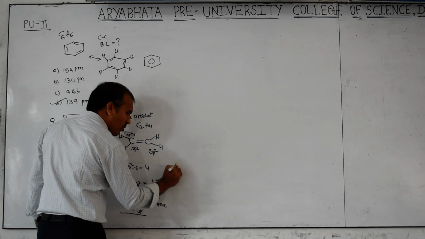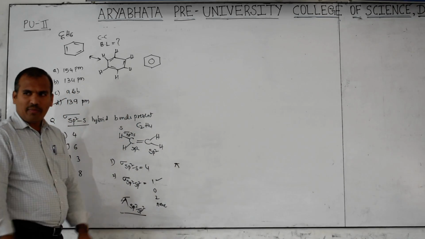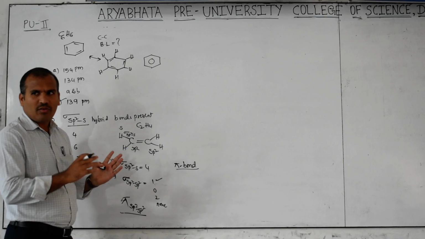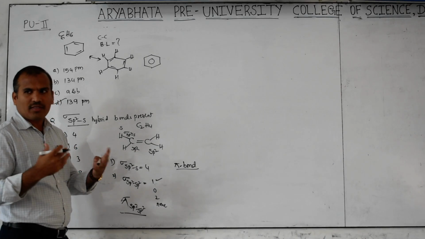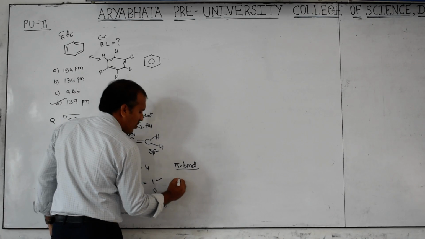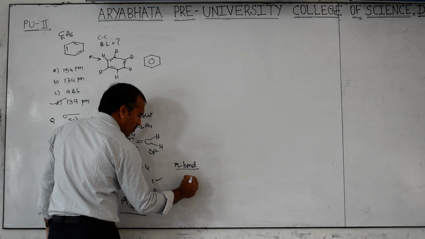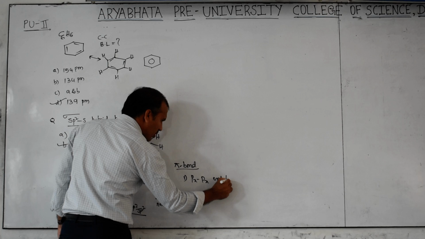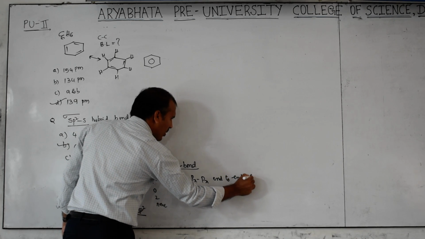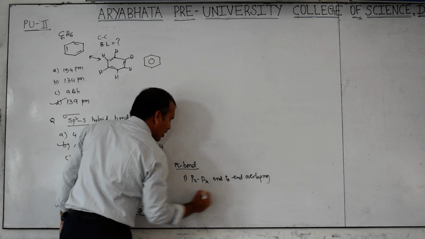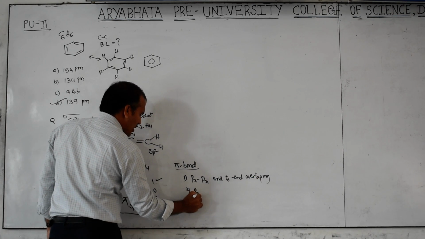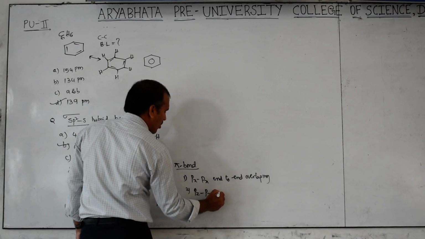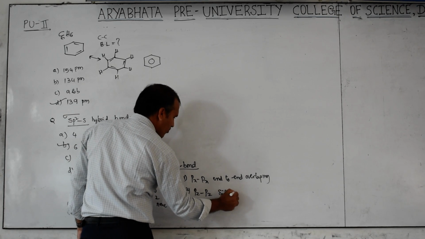Then this one pi bond is formed by which overlap? See, I am just giving a detailed discussion of one molecule. You have to apply it to all other molecules. I will not discuss many examples presently. So this pi bond is formed by the first option, px and px, head-on overlapping. Then the second option, pz, sidewise overlapping.